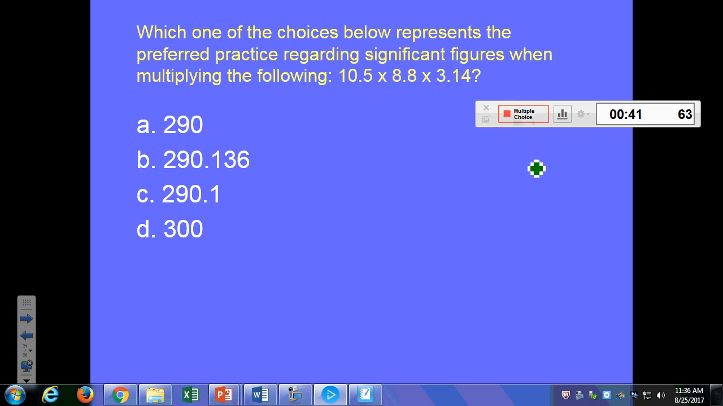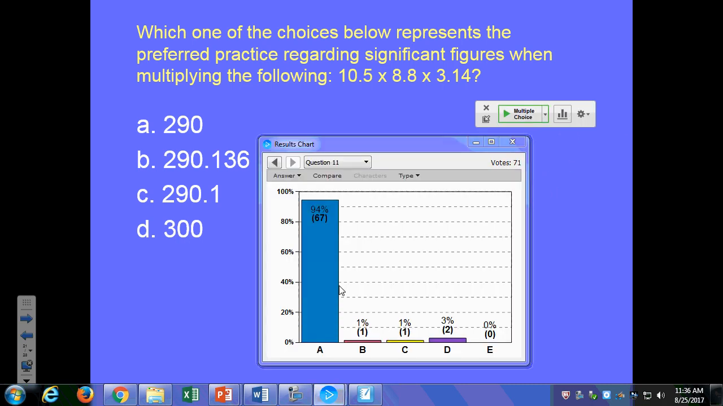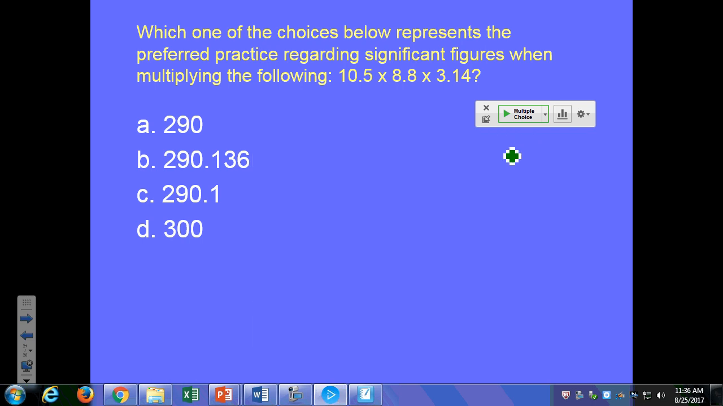All right, let's stop at 48, or we'll go on to 50. Oh, look at y'all. You're awesome. That's awesome. A is right. You get 2 sig figs. 8.8 has the lowest number of sig figs. When multiplying numbers, you keep the lowest number of sig figs. When adding and subtracting, you keep the lowest number of decimal places.